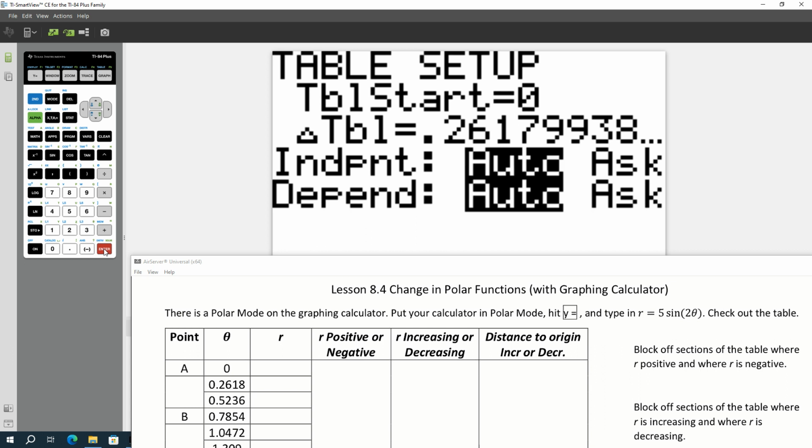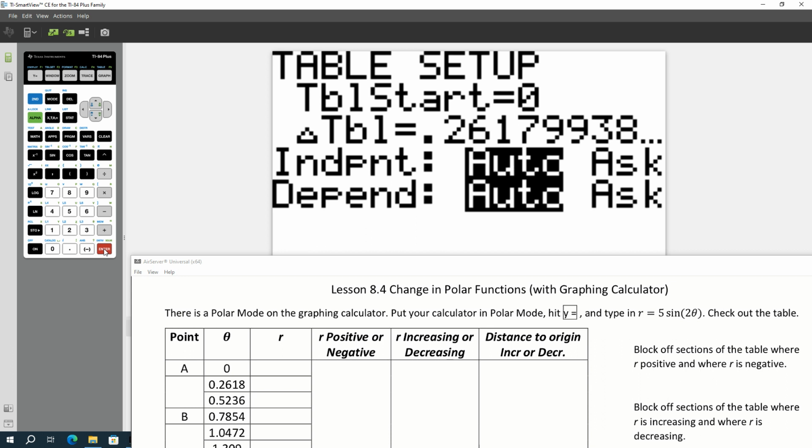Yes? How do you get the table set up again? It's second and then window. Pi over 12 is what we want it to be. And both of those need to be on auto. I had mine on ask. Yours is probably on auto. All right, everybody good?